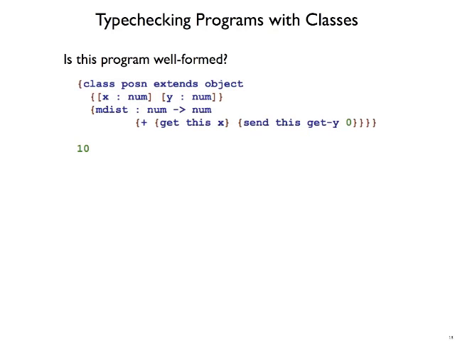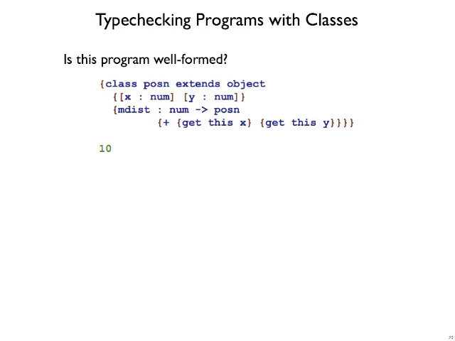How about this one? Alright, we've got a similar sort of problem here. We're using this and get y. This we know is a posin, and we don't see either here or in a superclass a get y. There is no method called get y, and so this has to be rejected.